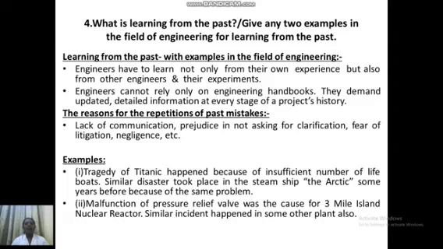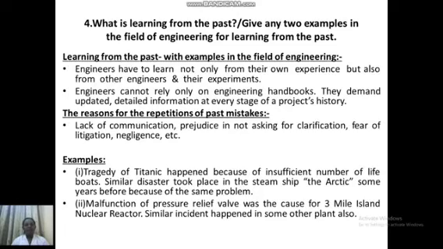Fourth question: what is learning from the past, or give any two examples in the field of engineering for learning from the past. Engineers have to learn not only from their own experience but also from other engineers and their experiments. Engineers cannot rely only on engineering handbooks. They demand updated, detailed information at every stage of a project's history. The reasons for the repetition of past mistakes are lack of communication, prejudice in not asking for clarification, fear of litigation, negligence, etc.